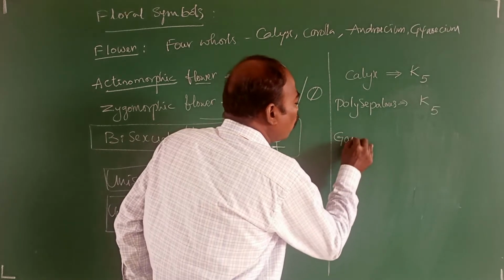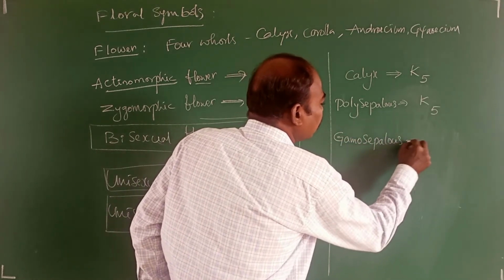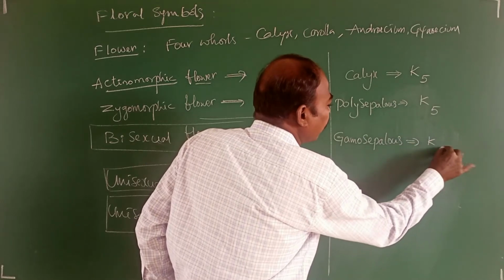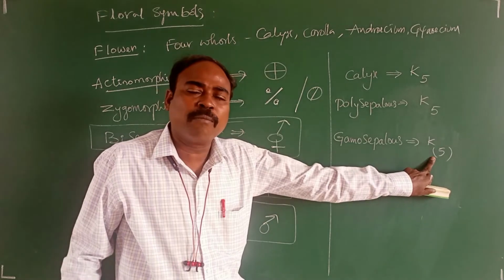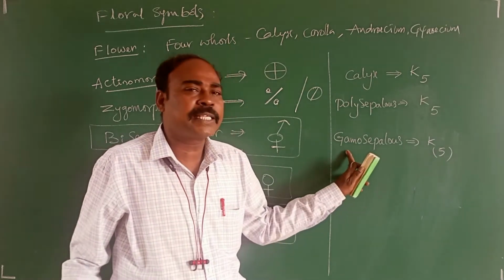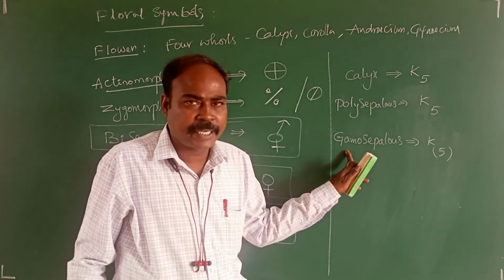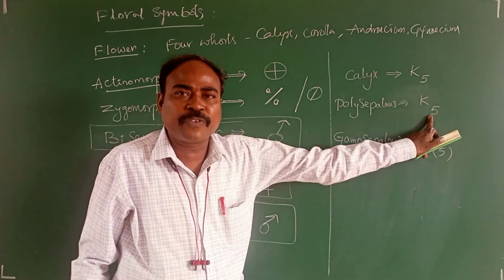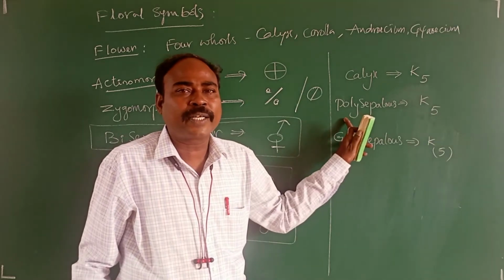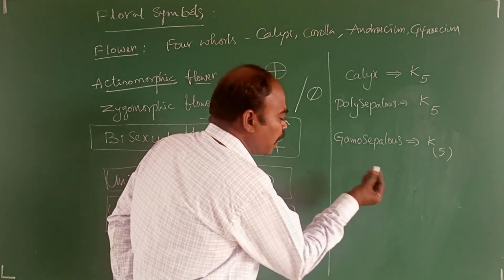Next, gamosepalous. The same K5 in brackets. Whenever you use the number within the brackets, it indicates the gamosepalous condition, that is, fused condition. Whenever you indicate a number as a subscript without brackets, it indicates what? Polysepalous. Then the same for corolla.